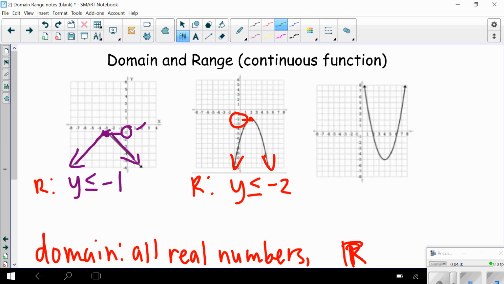On the third graph, we go to my vertex, which is at the bottom this time, pull it to my y-axis, it connects with -5. So my range is going to be y. This graph is pointing up, so y is greater than or equal to -5.